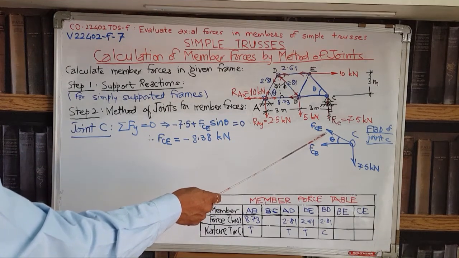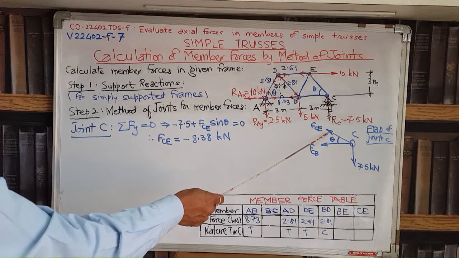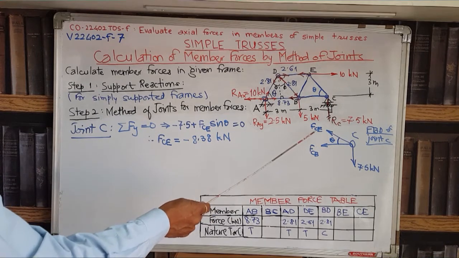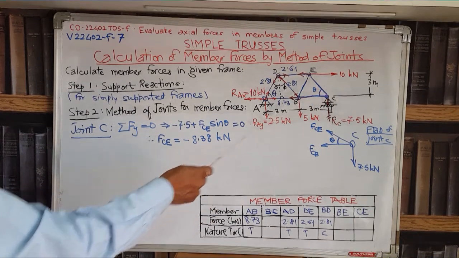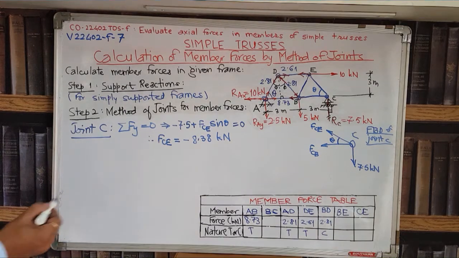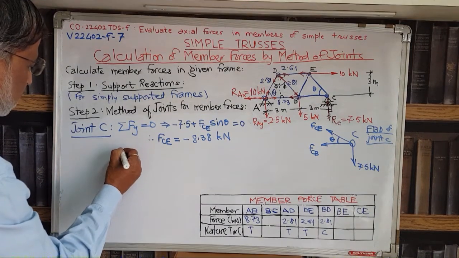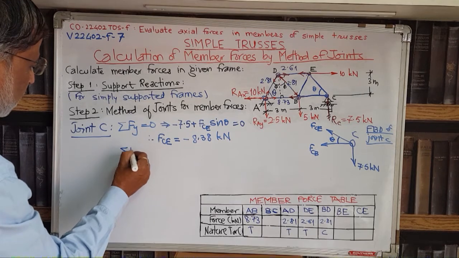The minus sign indicates that the direction of FCE, which we have assumed like this, is required to be changed. It is not this direction. This point we will consider while marking it in the diagram. Now the second is sigma Fx equal to 0.